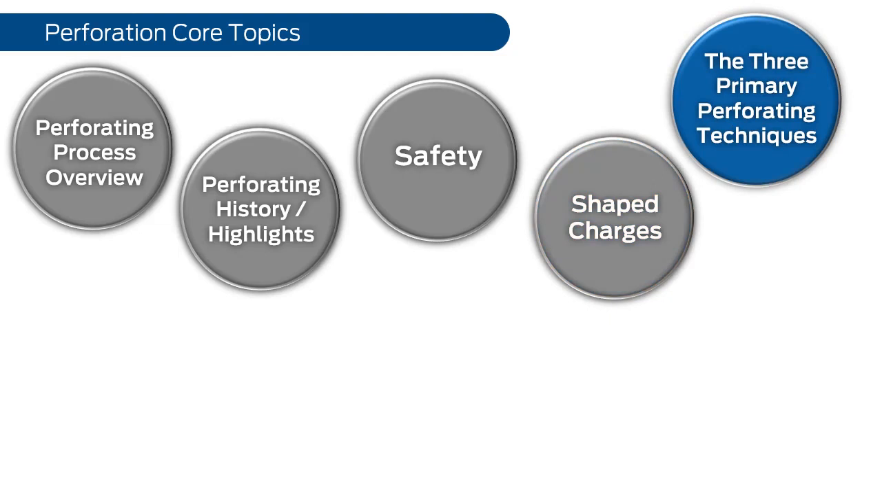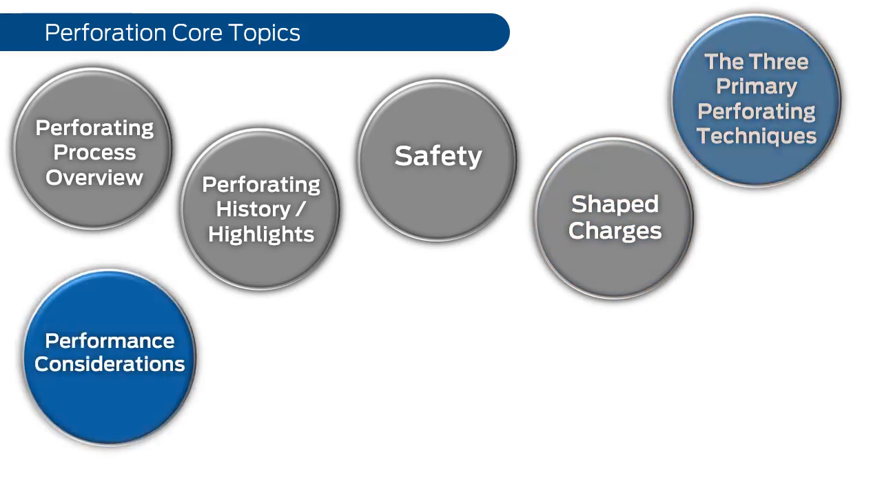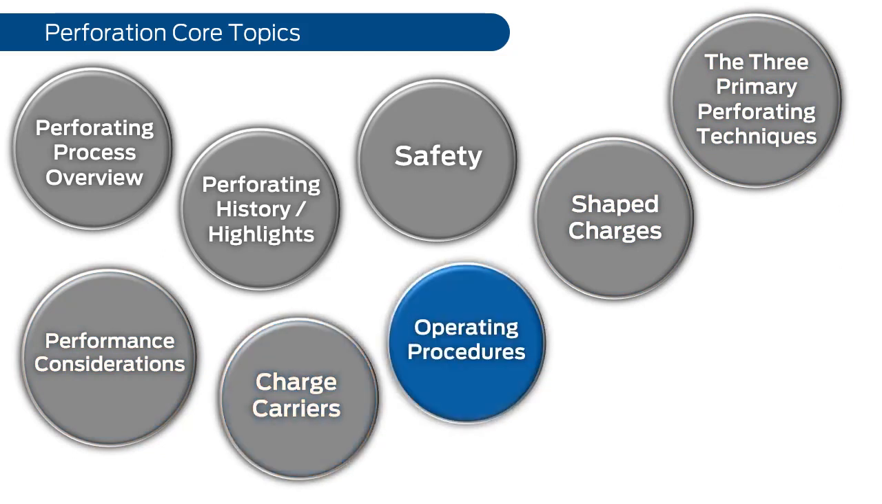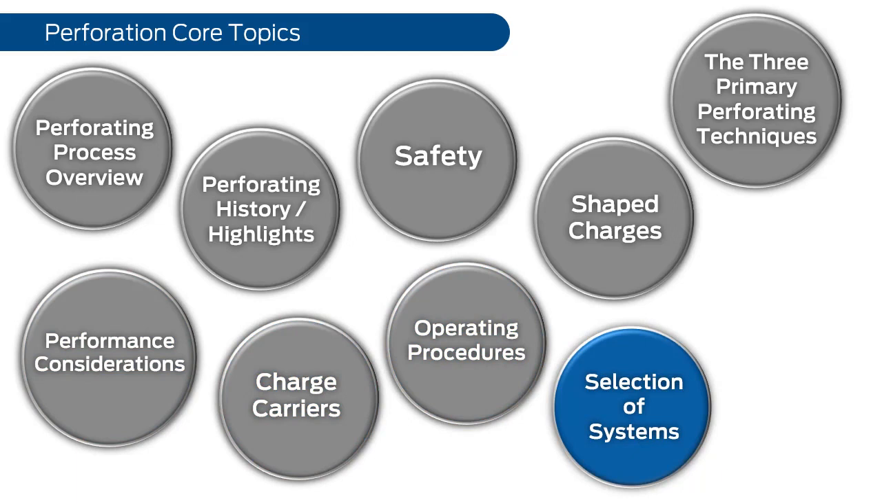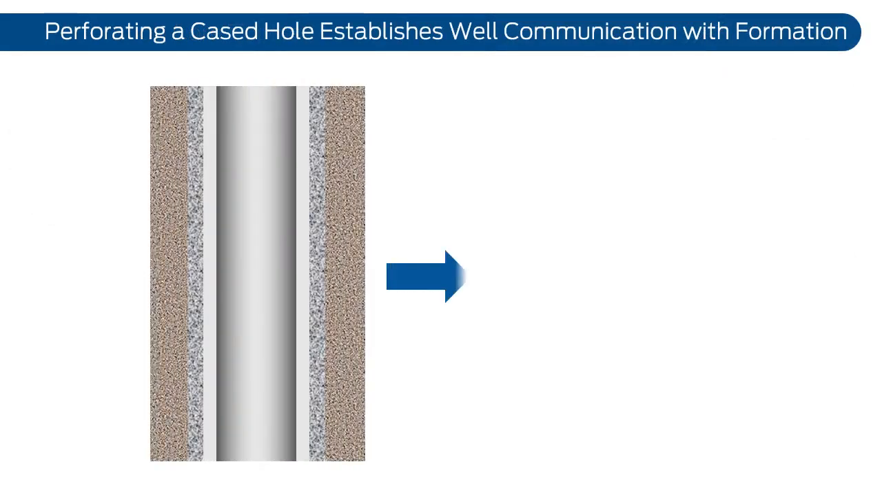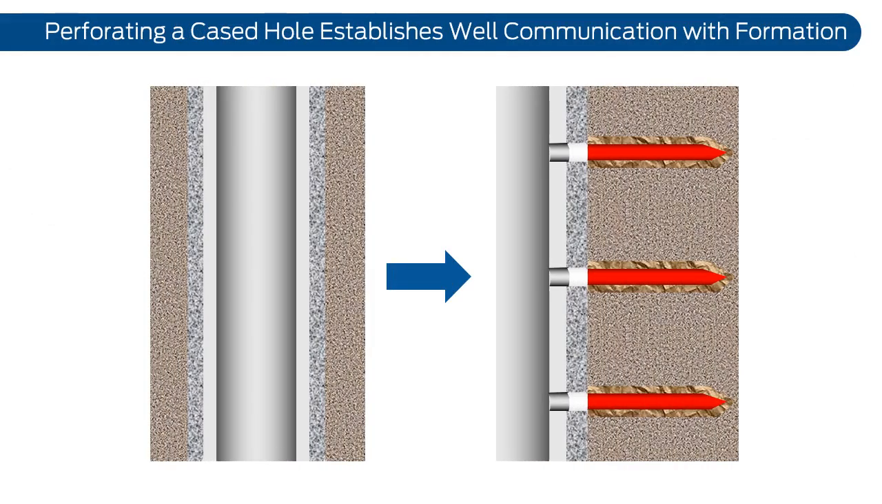A look at the three primary perforating techniques: performance of perforating guns, the charge carriers that bring the charges into the well, some operating procedures, and the selection of systems will be addressed. The concept of extreme overbalance perforating and operational issues no longer practiced in the industry will be examined. A well that successfully had its production casing cemented next requires establishing communication with the producing formation. This is achieved with perforating technology.